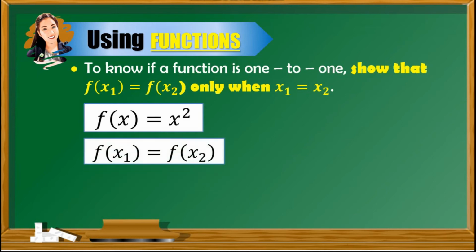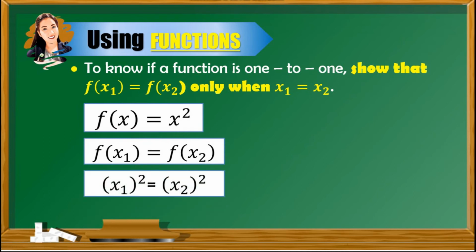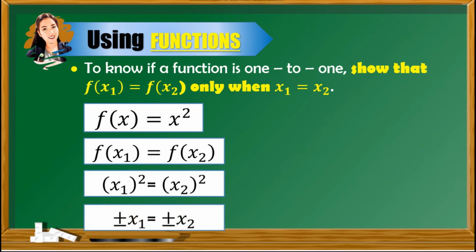Let us have f of x sub 1 is equal to f of x sub 2. So replace the x with x sub 1 on the left, and replace the x with x sub 2 on the right. So we have this. How to get rid of the exponent, which is 2? We need to take the square root of both sides. And remember, in getting the square root of both sides, we have two values, positive and negative. And so, we have plus or minus x sub 1 and plus or minus x sub 2.